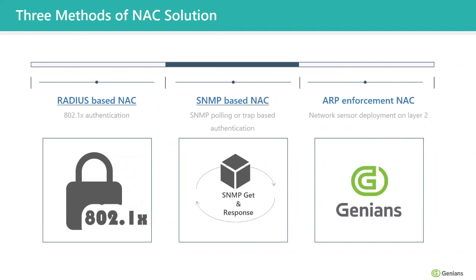Second, SNMP-based NAC. With SNMP polling, this NAC detects and controls the devices. To get the device information, SNMP polling is sent to the switch regularly. Third, ARP Enforcement NAC. Genian NAC adopted this technology. With the Genian network sensor, it detects and controls the devices in real time.